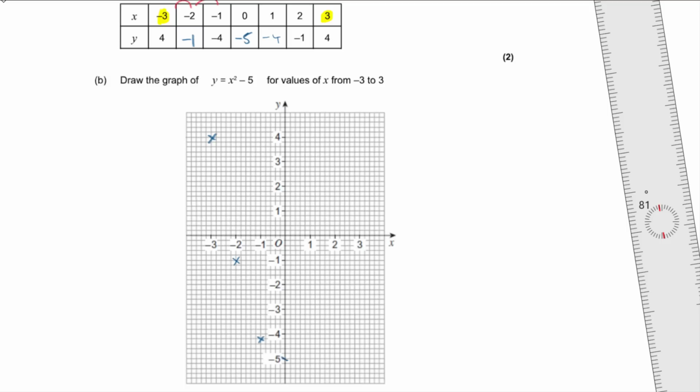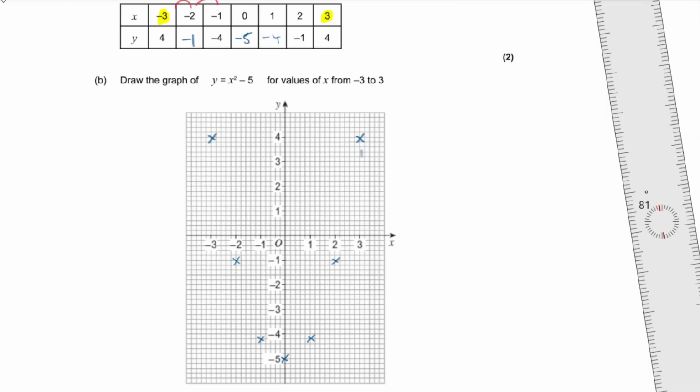0 goes with -5. Then 1 goes with -4. Grid lines are making my eyes go wonky. 2 goes with -1. And 3 goes with 4. Oops.